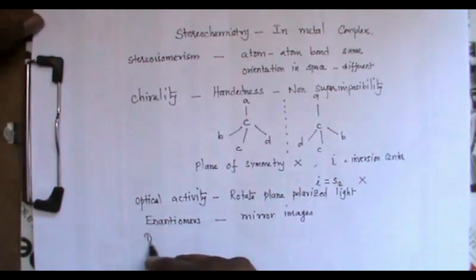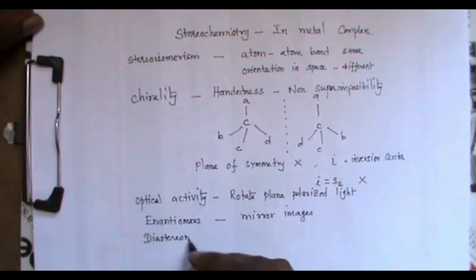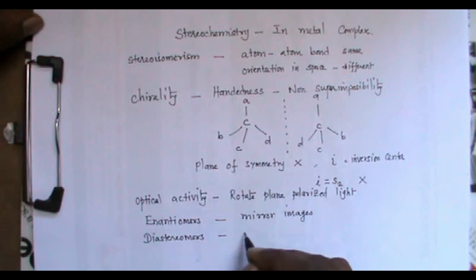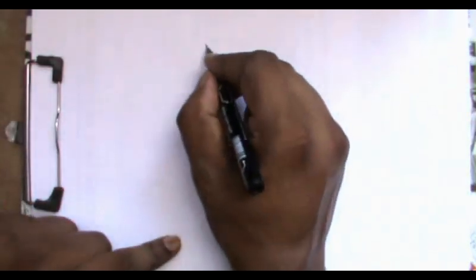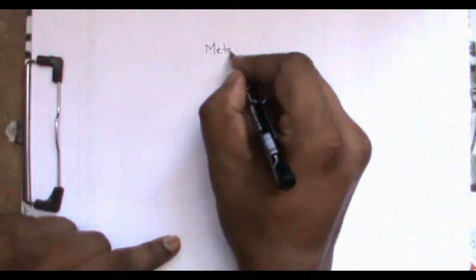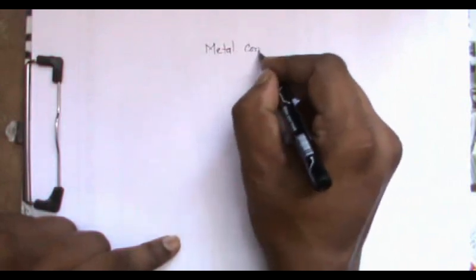The next one is diastereomers. Stereoisomers which are not mirror images are referred as diastereomers. Now let us discuss the stereochemistry in metal complexes.